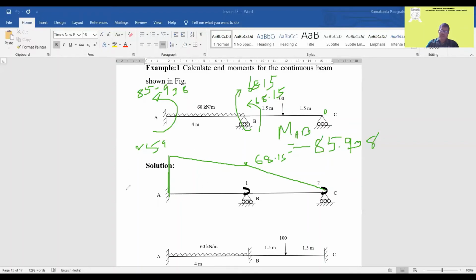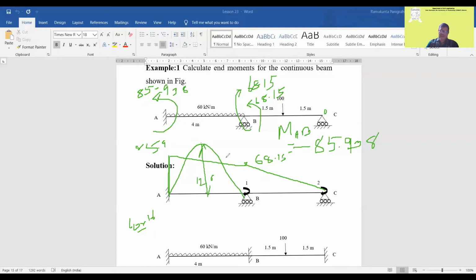So WL square by 8: 60 into L square is 16, by 8, so 120. 120 is the value here. You can draw the value like this, from the center, so this value becomes 120.